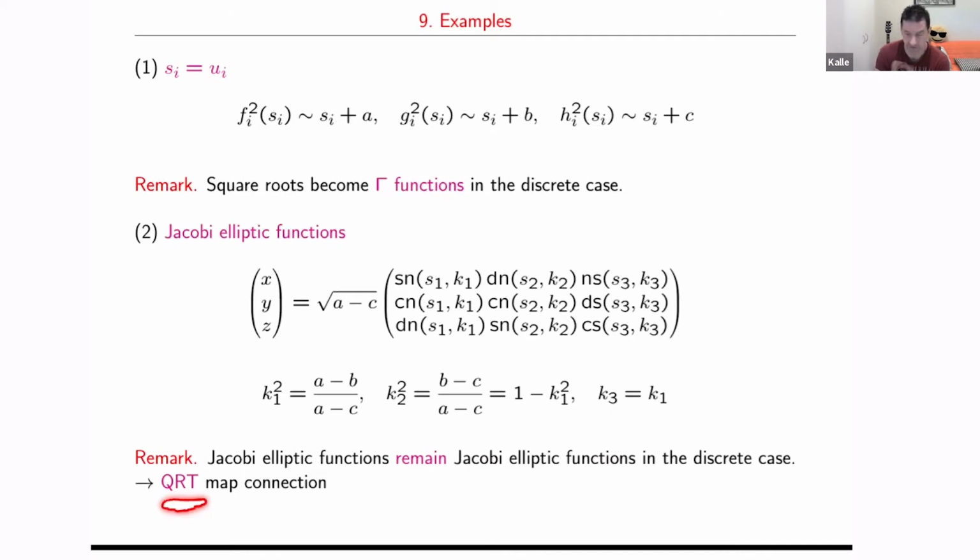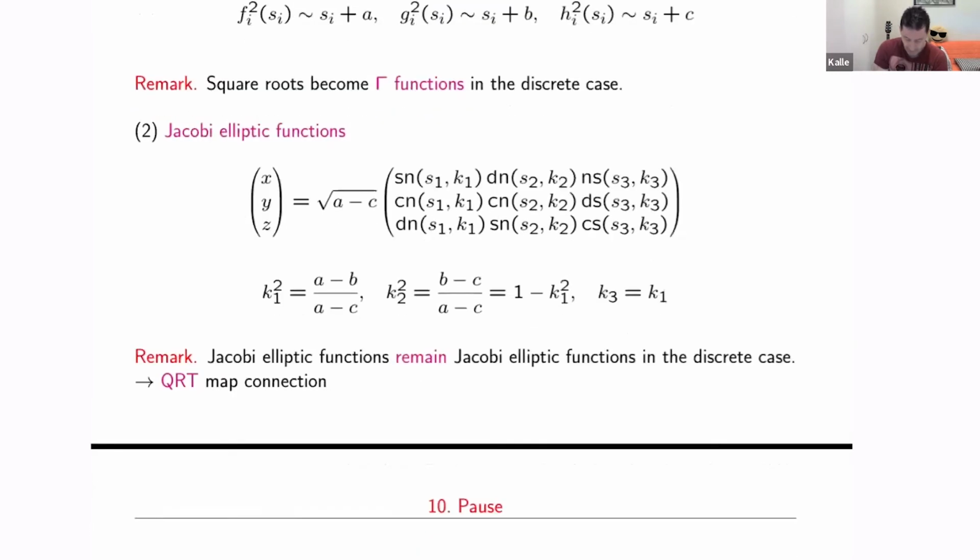I can't get into that. So I hope that John Roberts is listening. So John will be pleased. So there's actually a QRT connection. Can't get into that. All right.